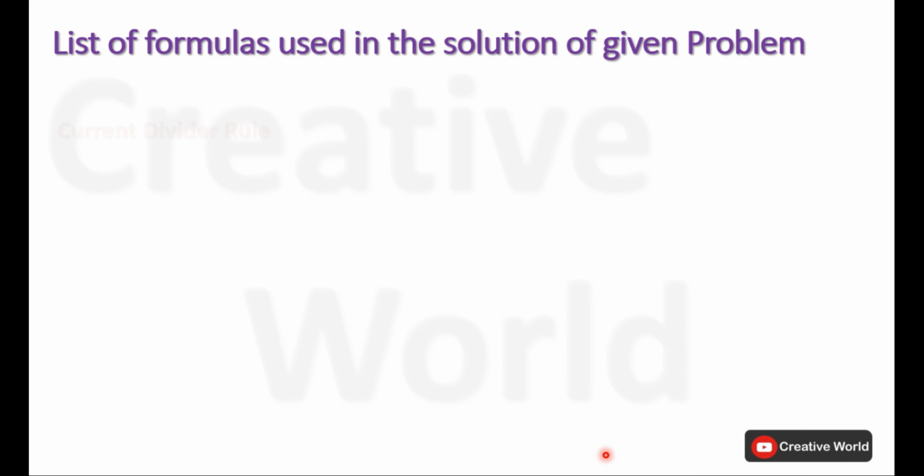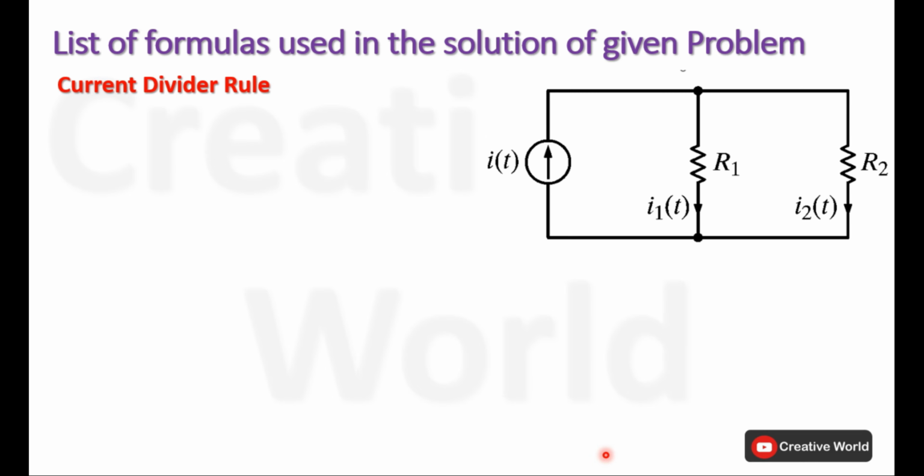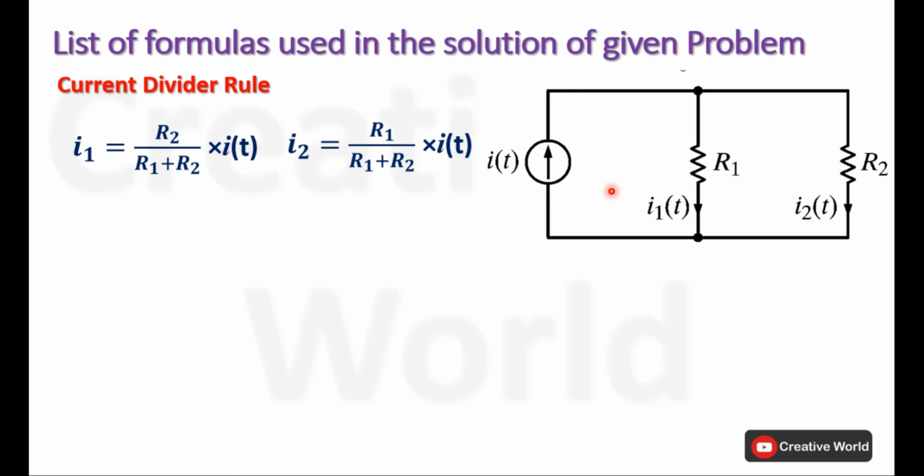While solving this problem, we will be using current divider rule. Basic equations of current divider rule for this particular circuit is given here. We also will be using Ohm's law. According to Ohm's law, voltage across any resistance R will always be equal to the product of current through that resistance and the value of that resistance.